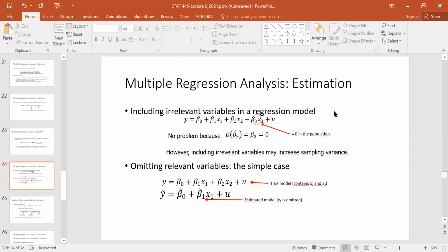Now let's go to something very important. We have praised multiple regression as an improvement on simple regression because we are able to add more regressors which otherwise would have been left in the error term and could cause problems.